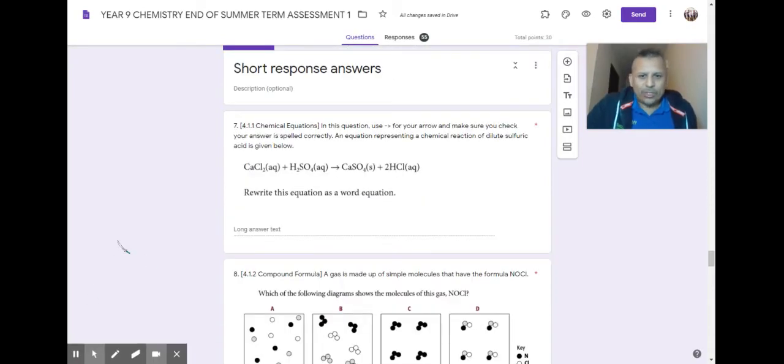Rewrite this equation as a word equation. Don't put HCl as hydrogen chloride and don't put H2S as hydrogen sulfate. The correct answer is calcium chloride plus sulfuric acid reacts to form calcium sulfate plus hydrochloric acid. It's HCl in aqueous, so that is hydrochloric acid. H2SO4 aqueous is sulfuric acid. This relates back to the topic of acids that we covered this year.